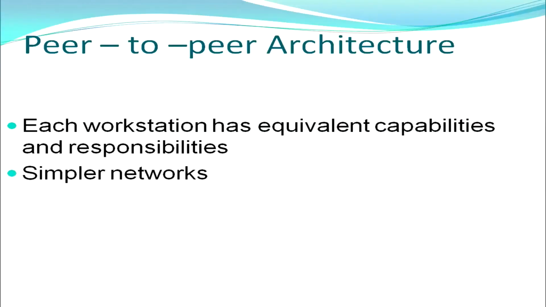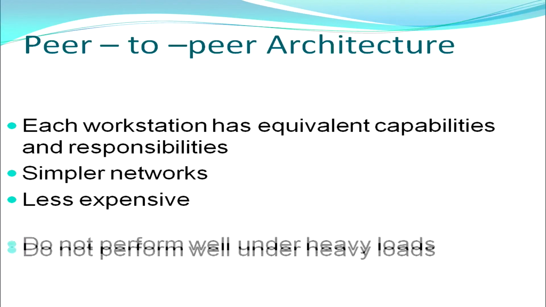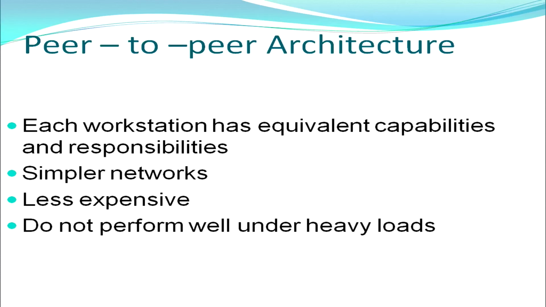In case of peer-to-peer architecture, the computers in a network are generally called nodes or workstations. So, all nodes or all workstations are equal. They have equal capabilities, they are of equal composition and they share equal responsibilities. These are simpler networks, very less expensive and easy to implement. But when the network load is heavy, meaning there is too much communication taking place on the network, then they do not perform very well. That is the drawback of a peer-to-peer architecture.